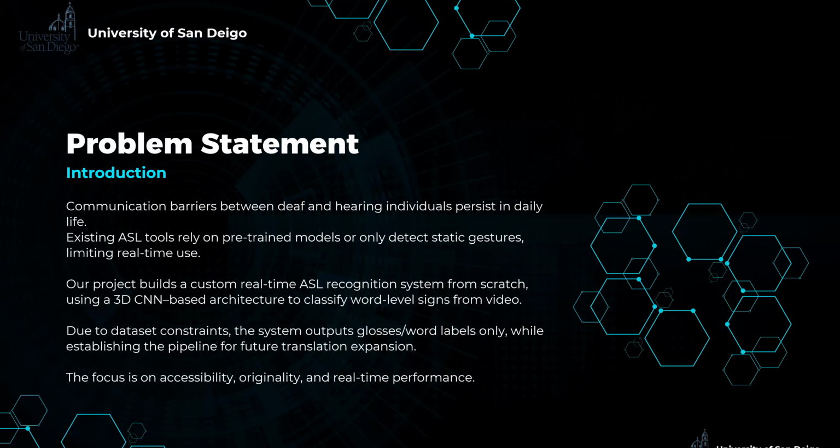In this project, we built a custom word-level ASL recognition system using a 3D CNN that processes short video clips and learns motion over time. Because of dataset constraints, our system currently outputs glosses or word labels rather than full sentences, but the pipeline is designed so it can later be extended toward translation.